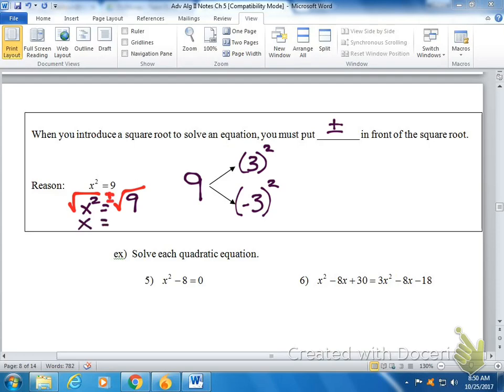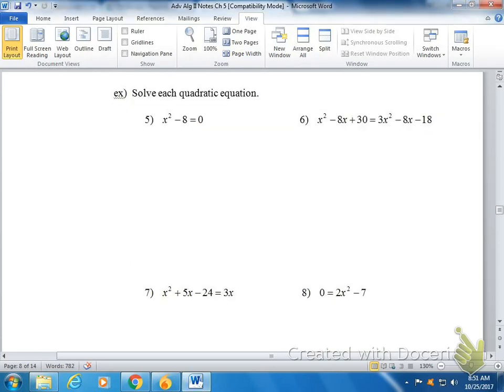So include the plus or minus, which is what we'll see on this back page. Solving these equations by square roots, we're going to get the x squared on one side by itself by adding 8 to both sides, and then taking the square root. When we take the square root, we're going to include the plus or minus symbol, and then we will rationalize.